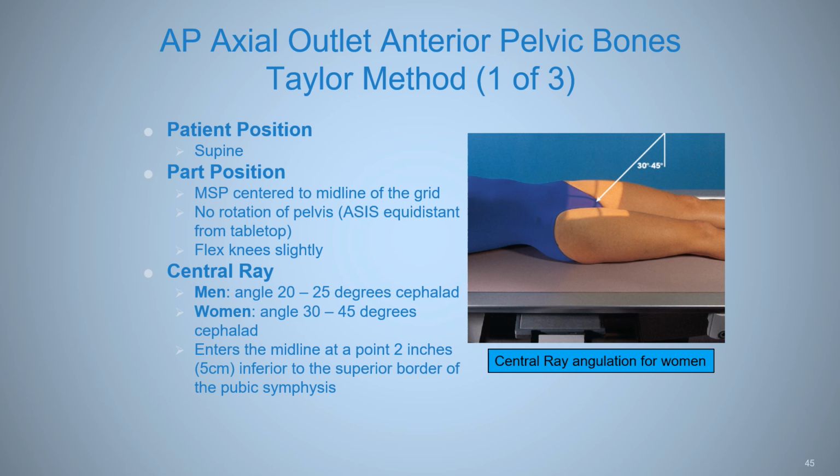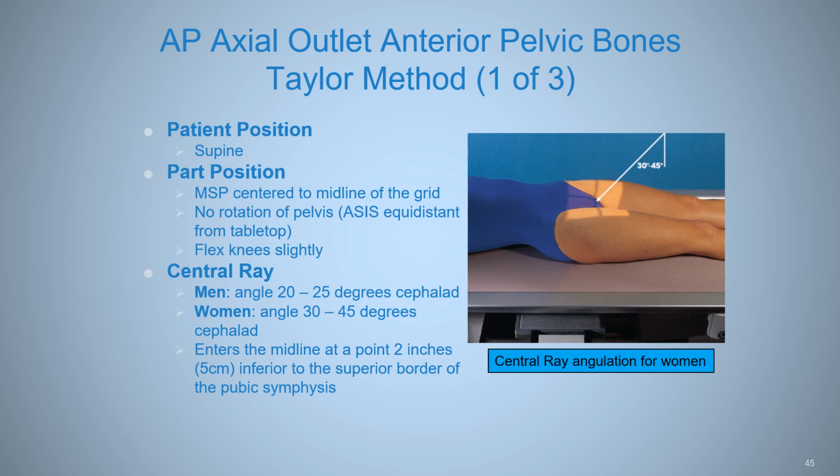The reason there are 2 different angles to memorize is because of the differences in the anatomy of the biologic male pelvis to the biologic female pelvis. Okay. So again, 20 to 25 degrees cephalad for the men, 30 to 45 degrees cephalad for the women. Okay. No one's going to call this the Taylor method in clinical practice. They're going to say inlet-outlet views. And so if you're doing this one, that should give you a big clue that you're also going to do the Bridgman method, which is the inlet view.